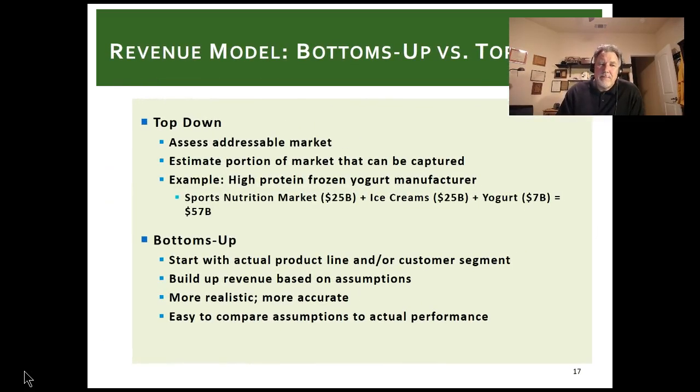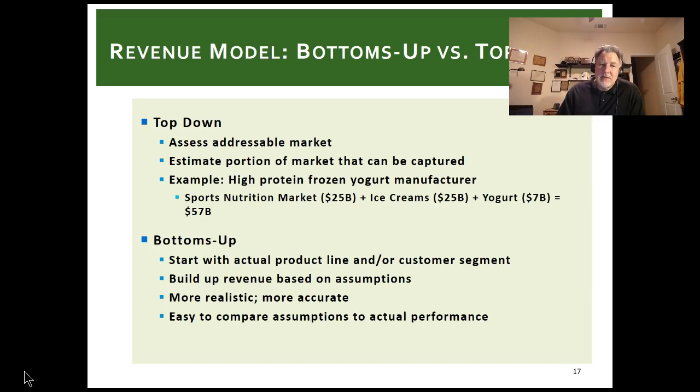Matt talked about top-down and bottoms-up. Top-down addresses the addressable market. It estimates the portion of the market that can be captured, as we talked about with TAM, SAM, SOM. And the example that Matt Fay talked about was the high-protein frozen yogurt, which is a high-end market that combined several different markets that were there. Still, at the end of the day, you're going to have to dial in and be more specific in terms of where the customer market is.